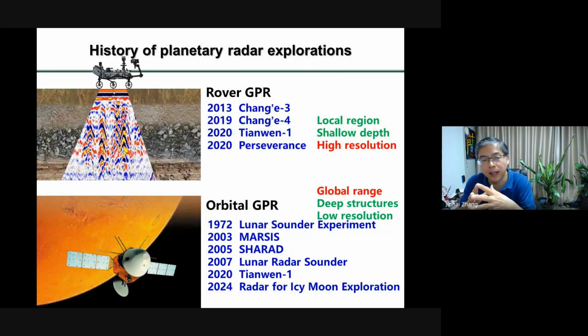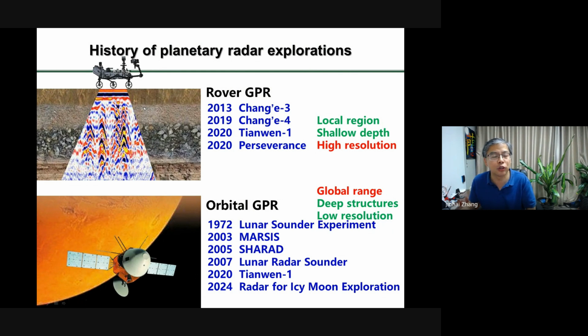So the main advantage of the rover, although it can only detect a very limited range, because the rover can only travel within a small range and can only detect a very narrow range under the ground surface, is that it has a very high resolution because its frequency is very high.